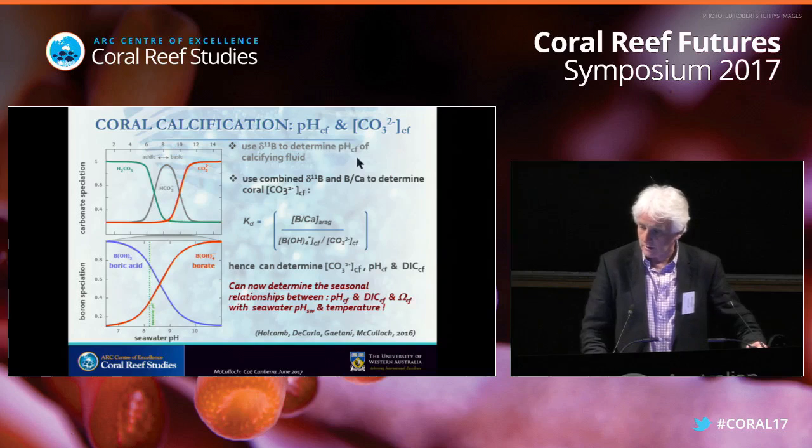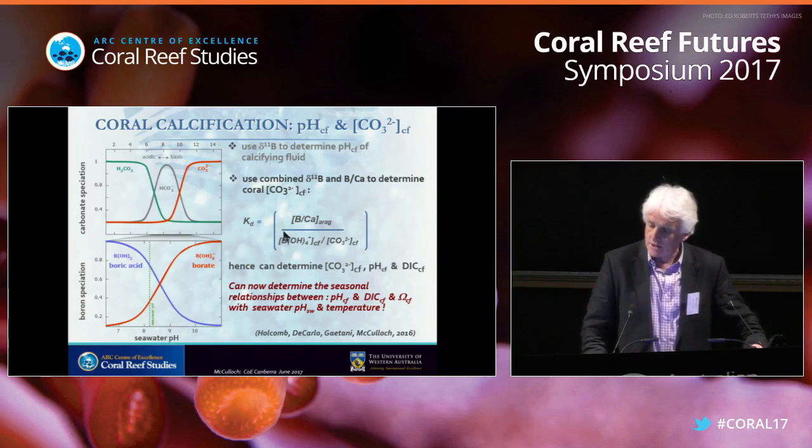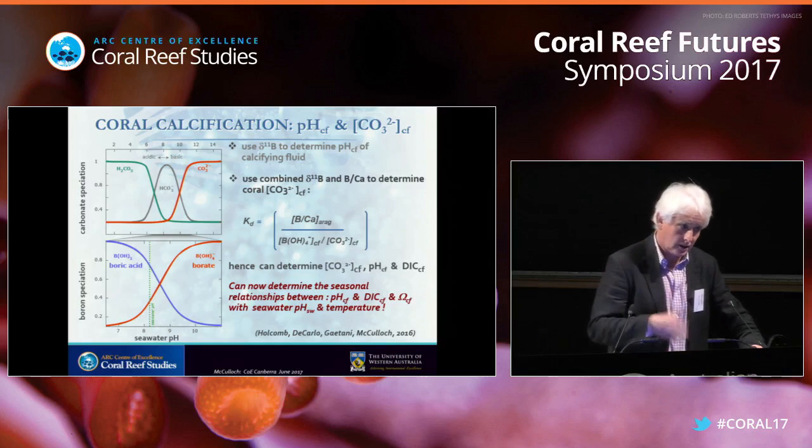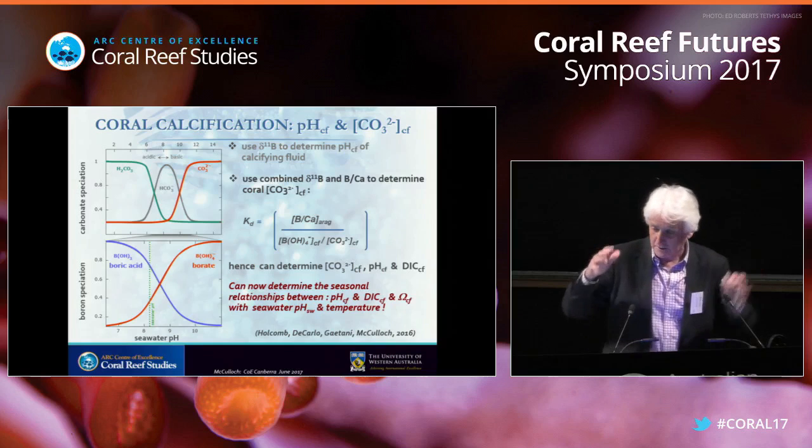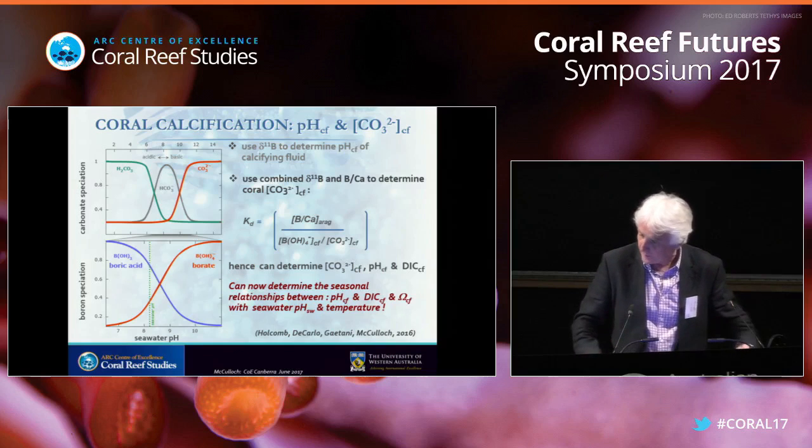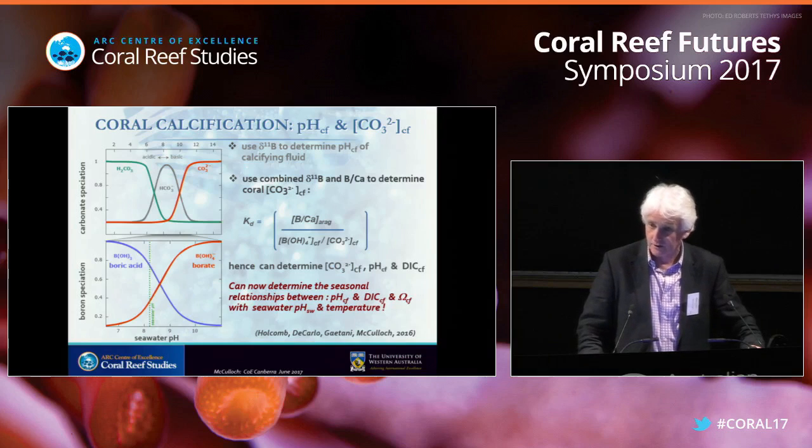I won't spend much time on the boron isotope, but you should know we use simple relationships between the boron to calcium ratio you measure in the skeleton and what we can model as being in the fluid. Once you know the KD and its relationship, you can get the carbonate ion of the calcifying fluid, and once you know the pH, you can get the DIC. Sorry to be too technical, but these are the basic parameters that determine how calcification occurs.